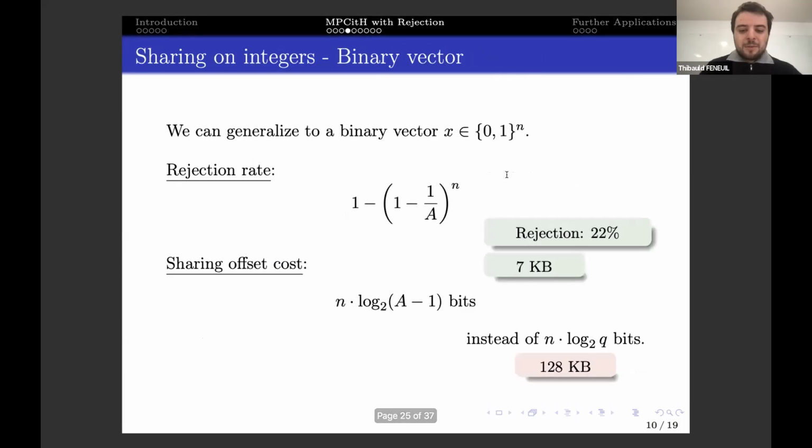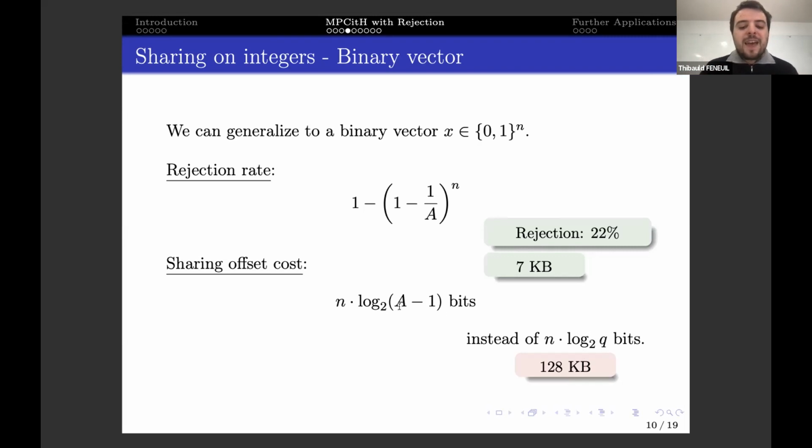It's because the cost of the sharing offset will scale with the size of the modulus. And since we are now independent of the modulus Q, we will be more efficient with a very large Q compared to if Q is small.